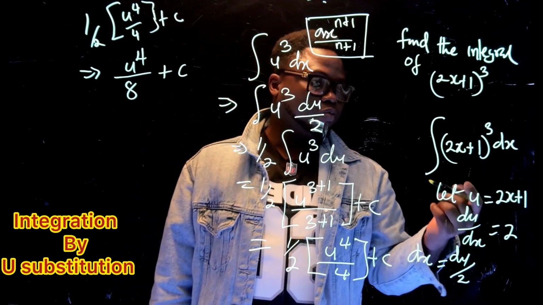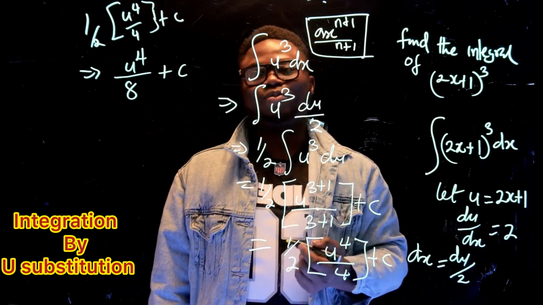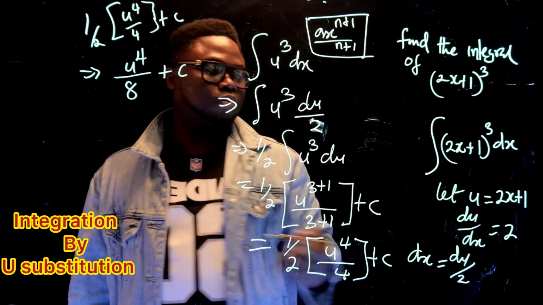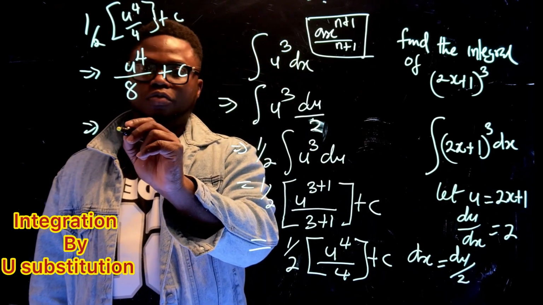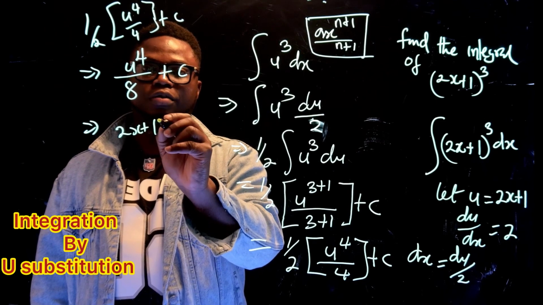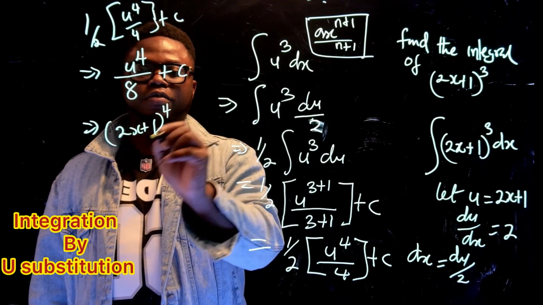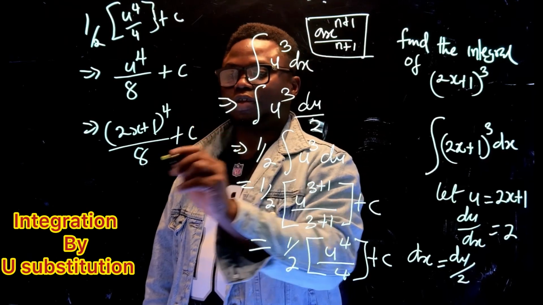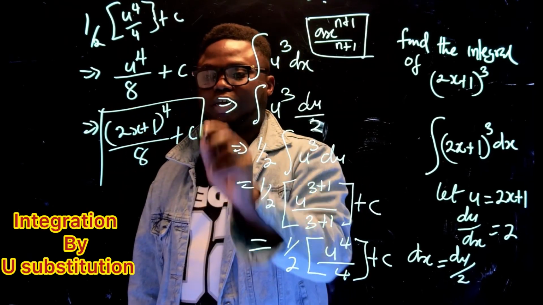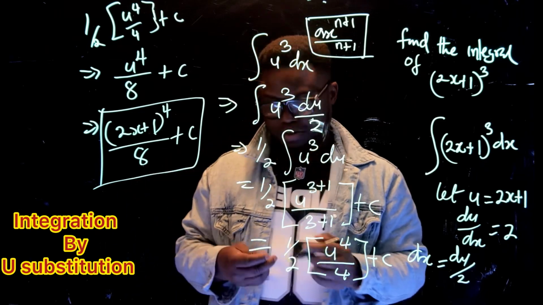But remember that we said let u be equal to 2x plus 1. So I'm going to replace u here with 2x plus 1, and that is going to give me 2x plus 1 all raised to the power of 4 divided by 8, then plus integration constant. So this becomes the answer because you can't simplify this further than this.